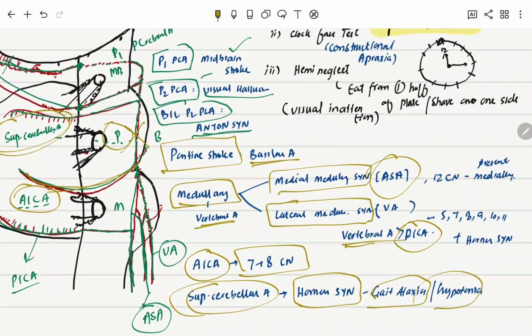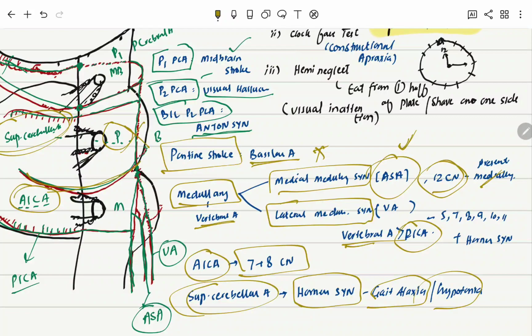In the medial medullary syndrome, we know that on the medial aspect there is the 12th cranial nerve, which is present medially. So if the patient has hemiplegia, and along with that the patient has 12th nerve palsy, we are going to think that the patient has medial medullary syndrome, and the artery involved is the anterior spinal artery.